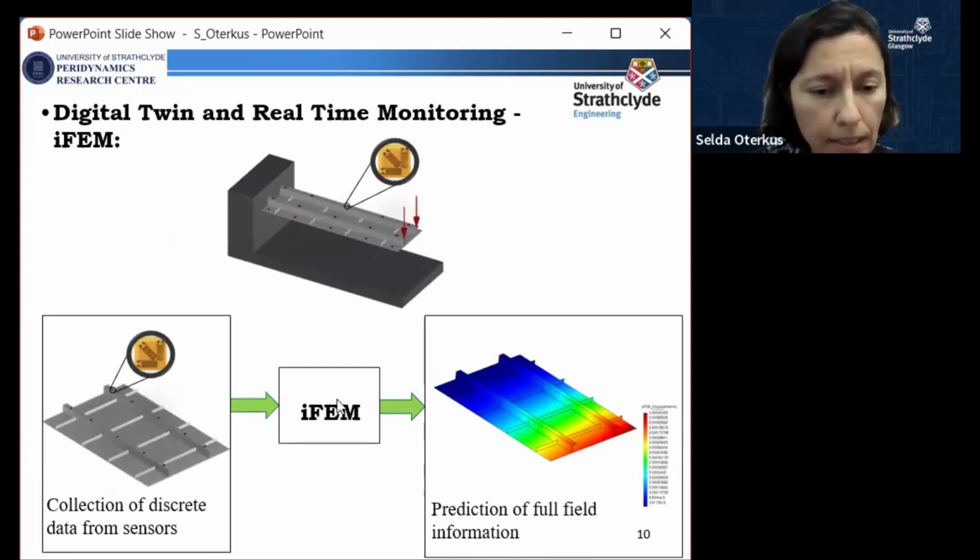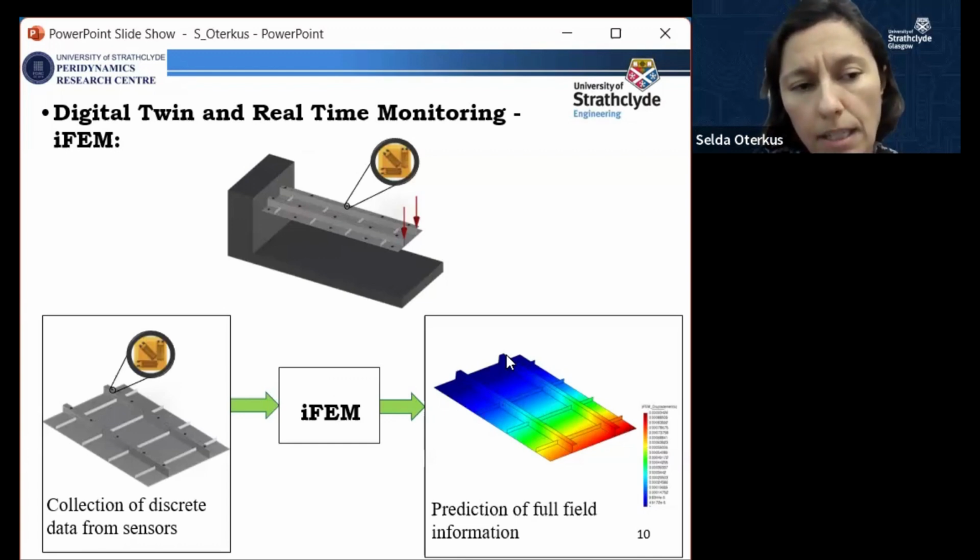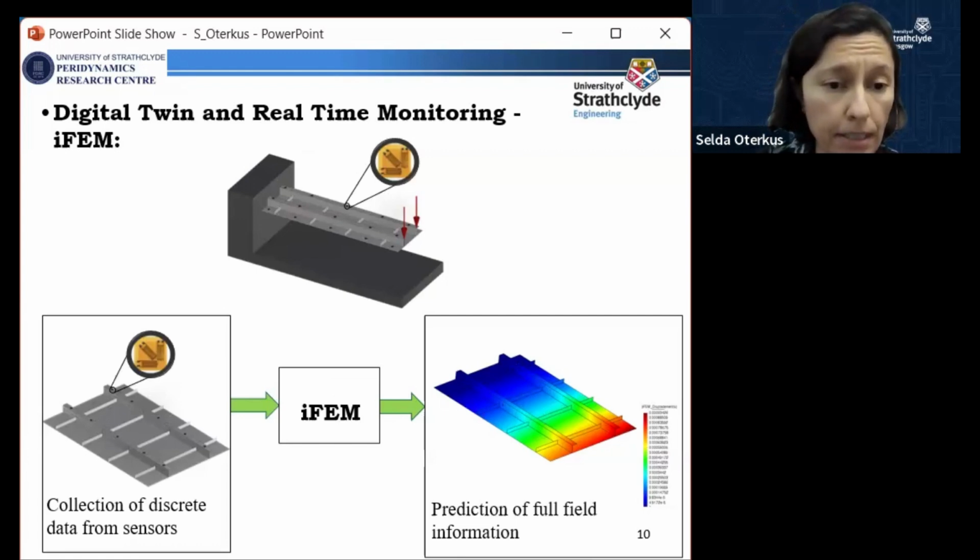And we process this data by using IFAM methodology. And at the end, as you can see, this discrete information we have will be converted to full field information. So even though we don't have sensors everywhere, we can predict the deformation or stresses or strains anywhere in the structure by using this methodology, so that we can make decisions accordingly.